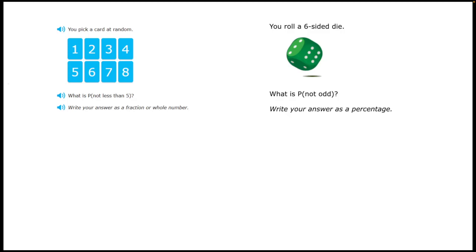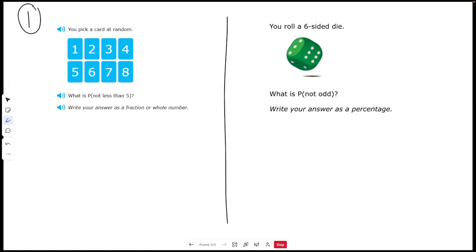Okay, now that you've had a chance to work these problems, let's take a look. For number 1, it says, what is the probability that it is not less than 5? So the numbers that are not less than 5 means 5 is not less than 5, 6 is not less than 5, 7 and 8 are not less than 5. So this is 4 out of the 8 total cards. And you can reduce this. So your final answer would be 1 over 2.